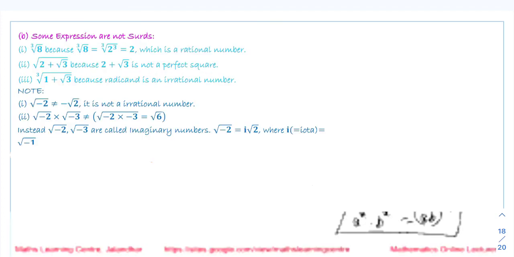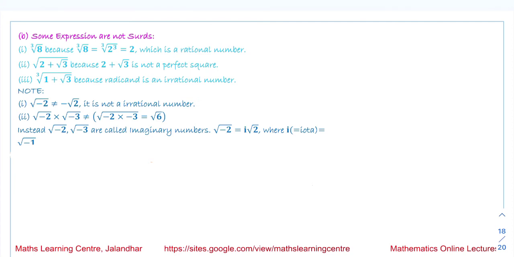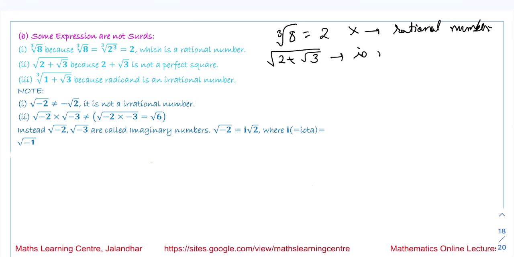Next, if I am talking about cube root of 8, it is not a surd because cube root of 8 is equal to 2, which is a rational number. Similarly, square root of 2 plus square root of 3 is not a surd because it is not a perfect square of any number. So these are some properties over here.